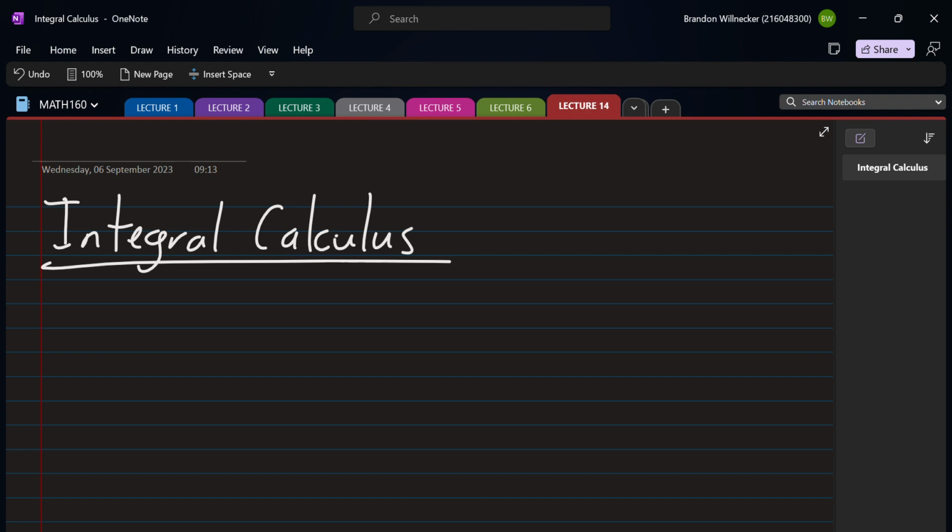So the way integral calculus came about is by finding the area underneath a curve. Some time ago, someone thought of how to find the area underneath the curve, and that led to this integral calculus. We call that the area problem.